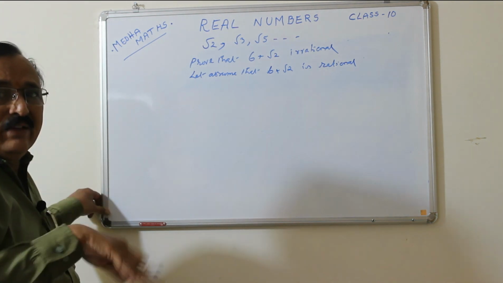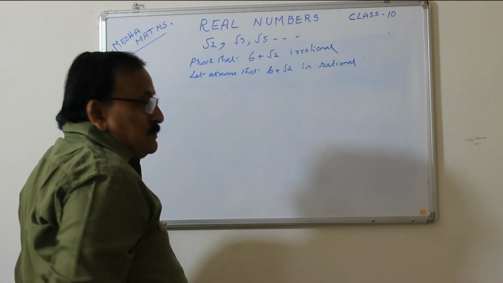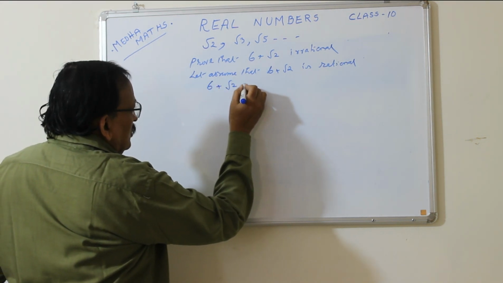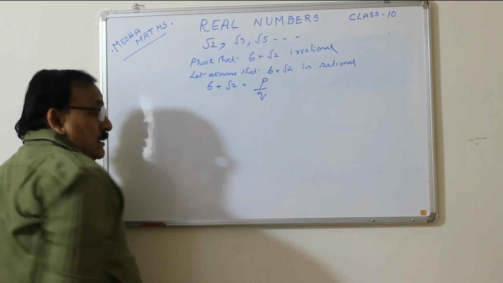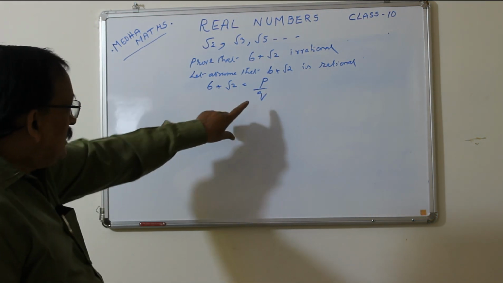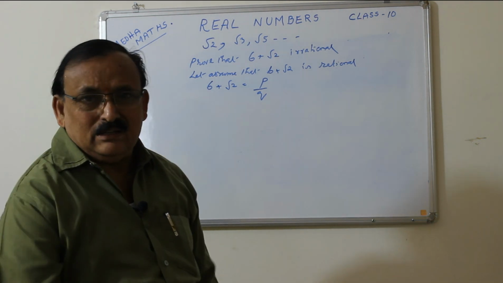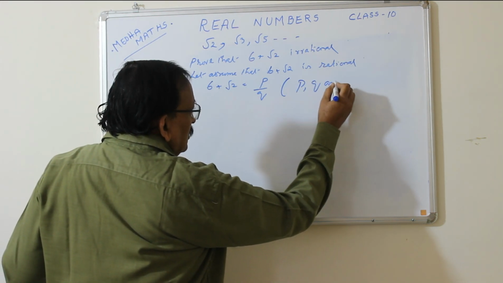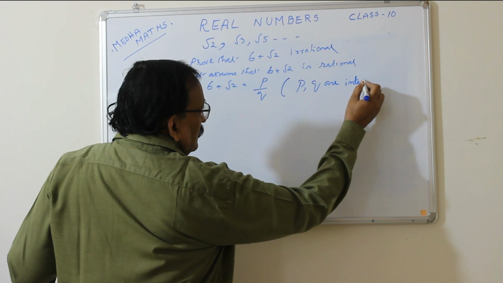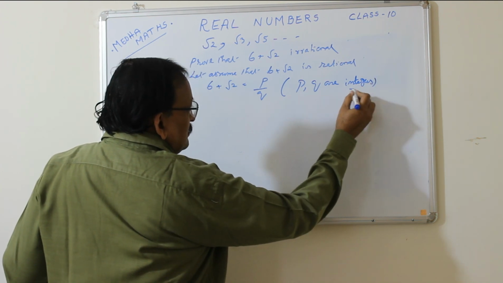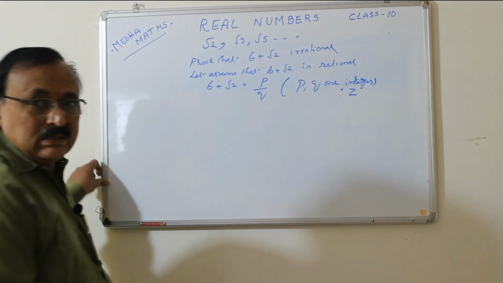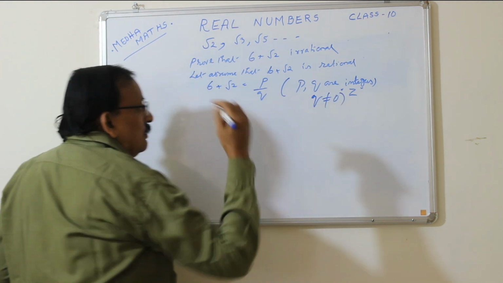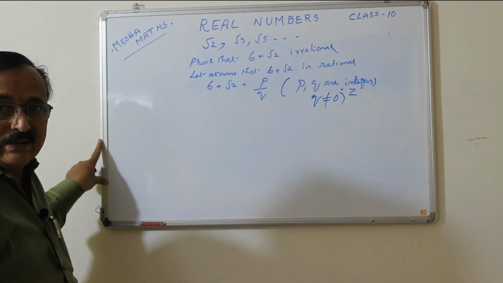Again, we are taking a controversial way. Let us assume that 6 plus root 2 is rational. If 6 plus root 2 is rational, then 6 plus root 2 is equal to P by Q. Some schools may take here P by Q or A by B, anything, where P and Q are integers. Integers means Z, negative numbers, positive numbers, except Q is not equal to 0. That is common. We need not discuss it many times like this.